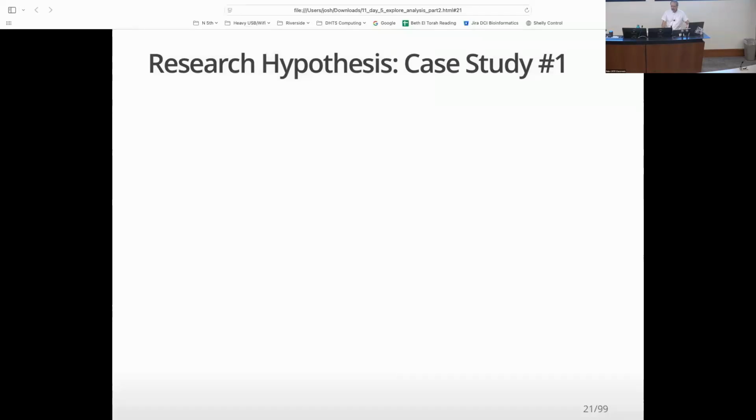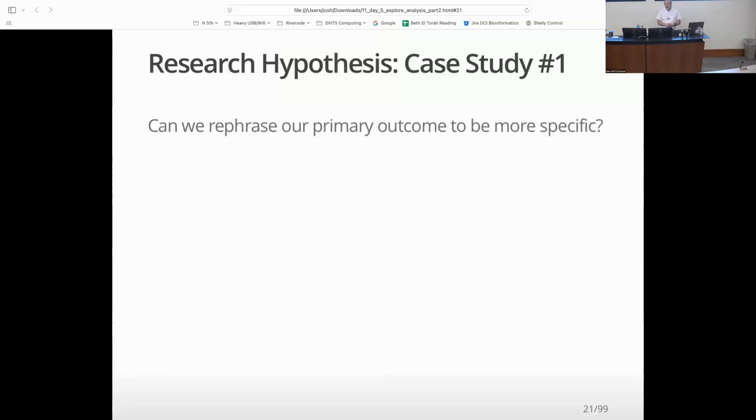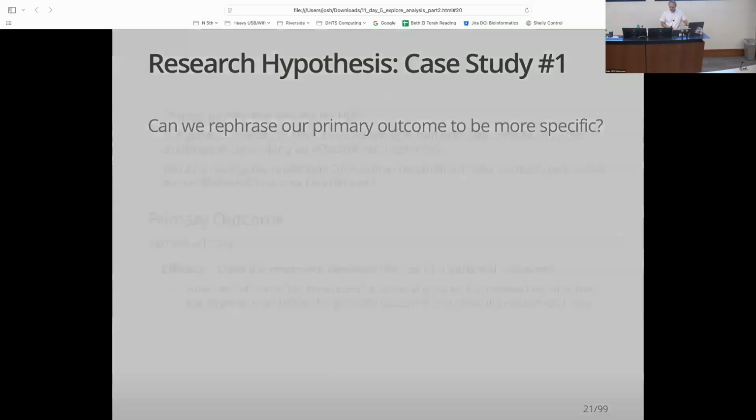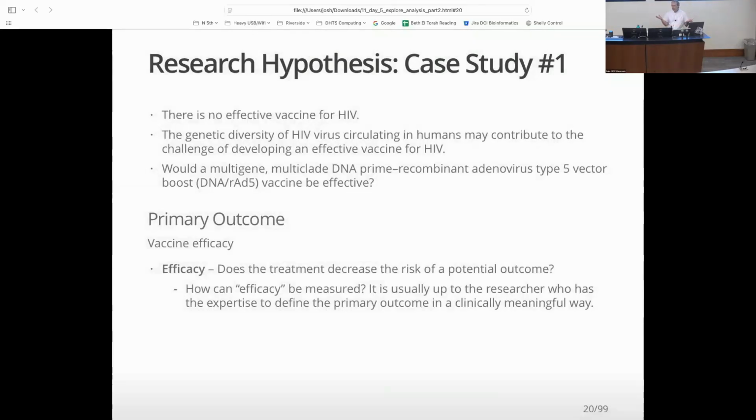Okay, so for case study one, I'm going to give everyone a minute to think about this. I said that the primary outcome here is vaccine efficacy. Take a minute and think about how we could phrase vaccine efficacy as a primary outcome as a research hypothesis. And then I'll share what I came up with.